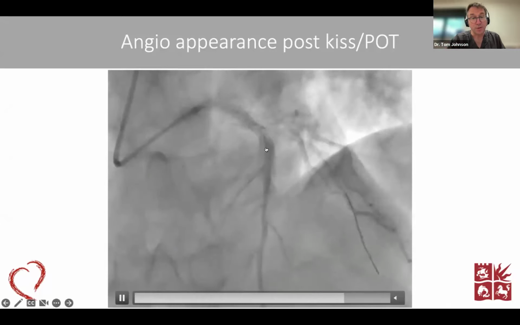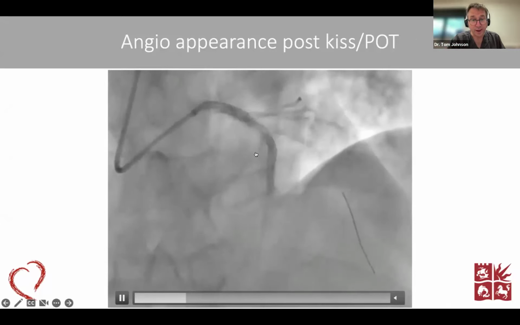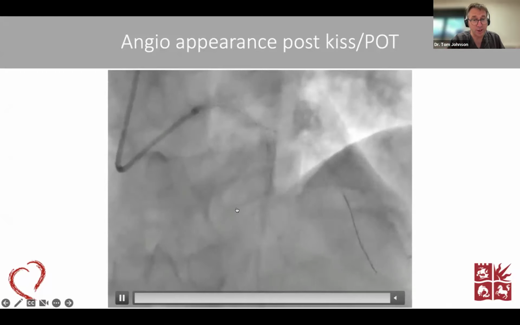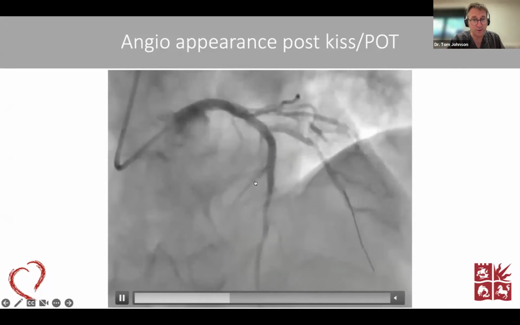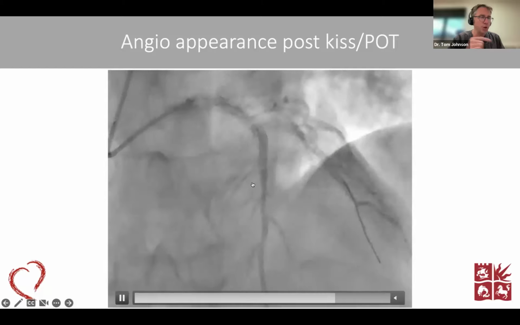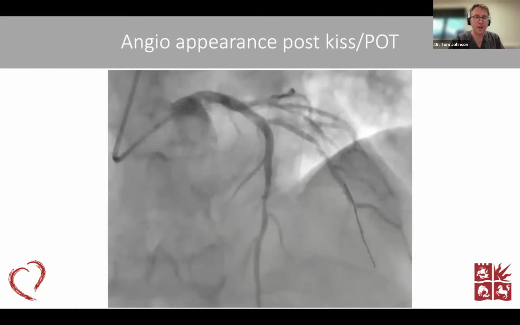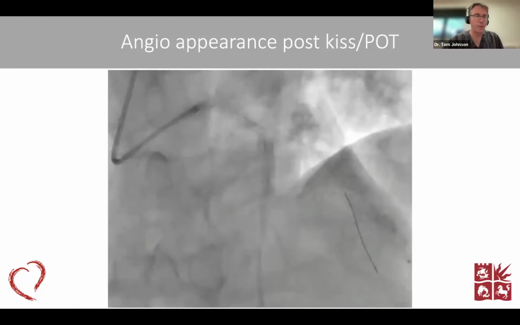So we've still got TIMI 3 flow down both vessels. That ambiguity around the distal stent edge is gone, although we acknowledge there's still disease distally. Now, I'll show you both of the OCT runs in sequence, because it's how we go back and respond.